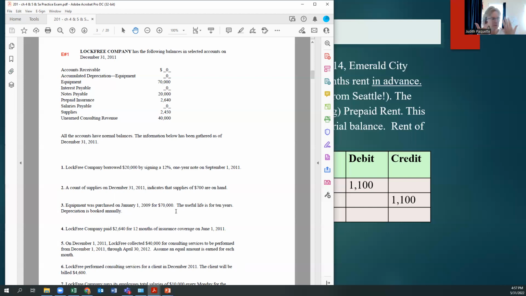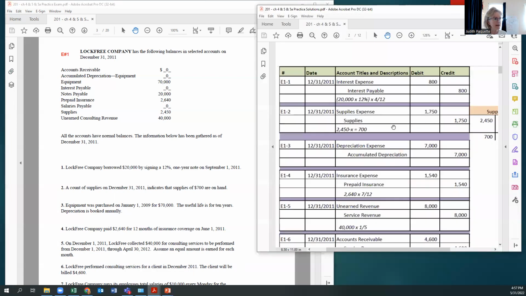That's 7 months. Okay. So we're going to divide this number by 12 and multiply it by 7 months. And here we go. 2640 times 7/12 is 1540. Why are we doing that? Because they've used up 7 months of insurance. Okay. All right.